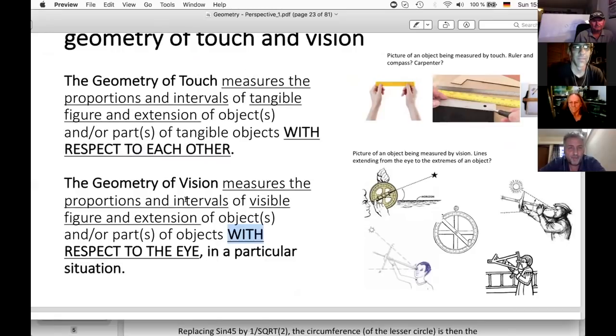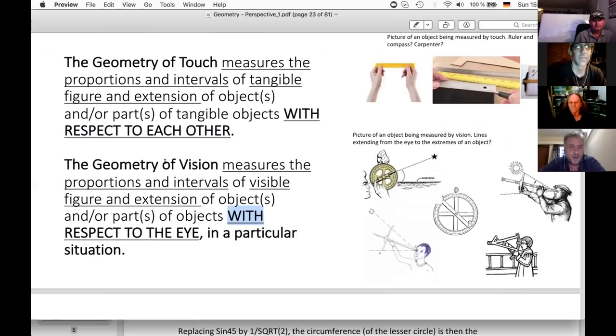Because one of the differences is, and this is why the geometry of vision is spherical, that it's two-dimensional. You cannot possibly determine the distance of an object from your eye using geometry alone. You sometimes have depth cues.